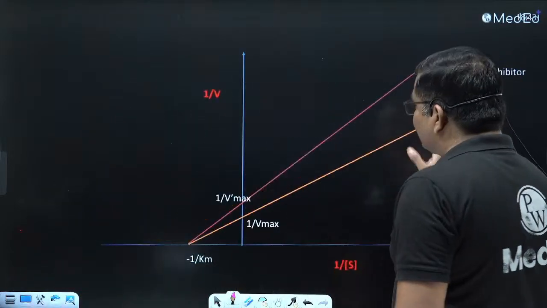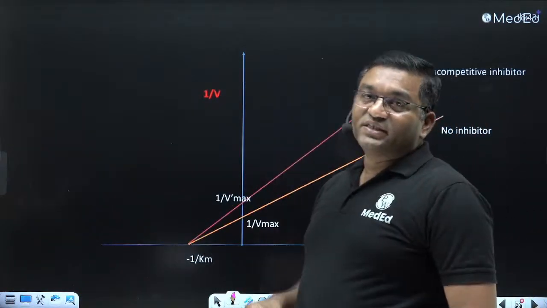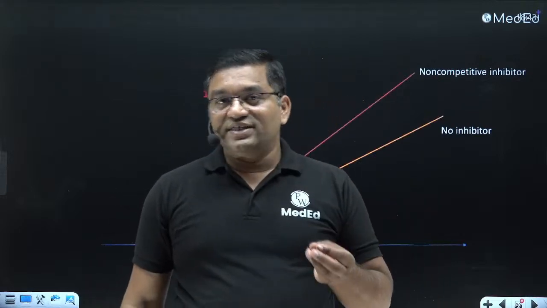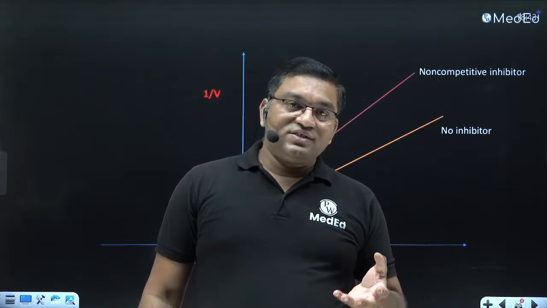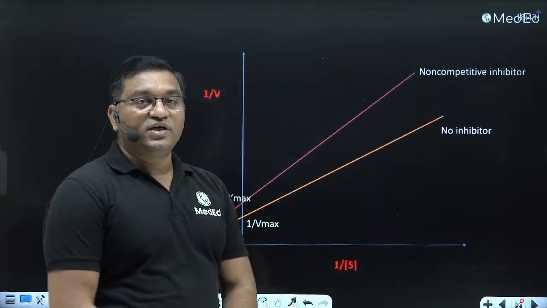So various examples are there: methotrexate, then lovastatin, then malonate, allopurinol. These are the different drugs which act through competitive inhibition.